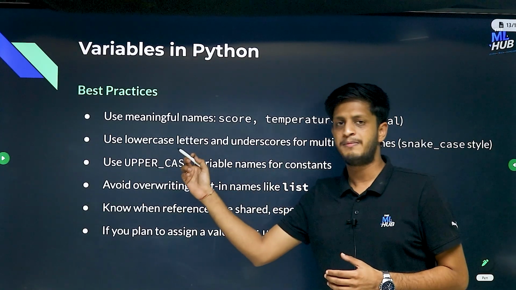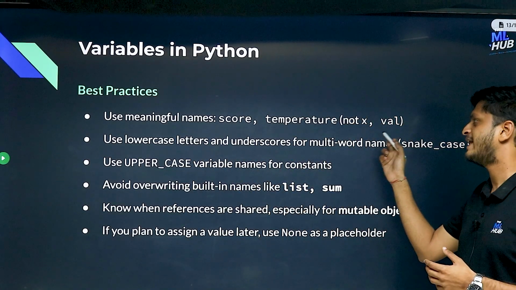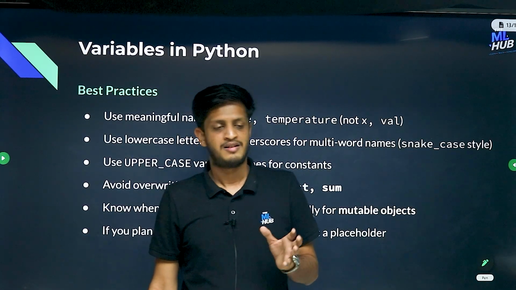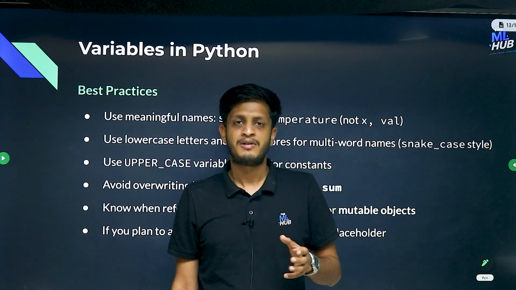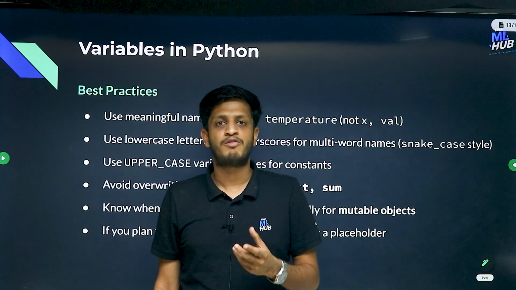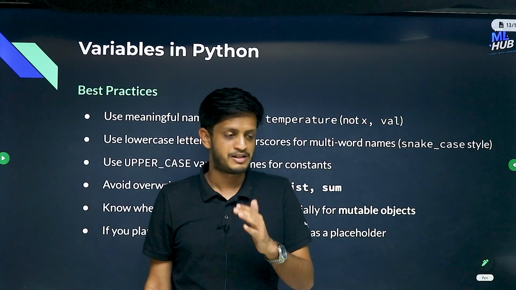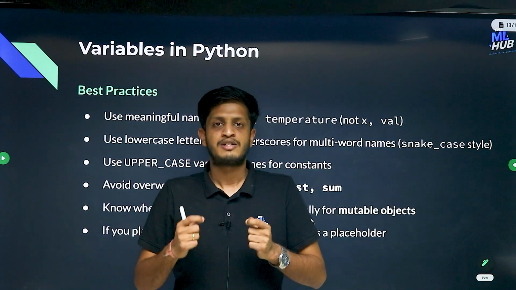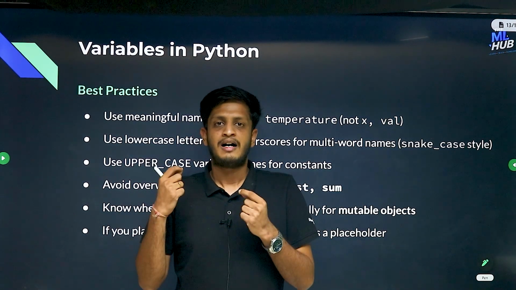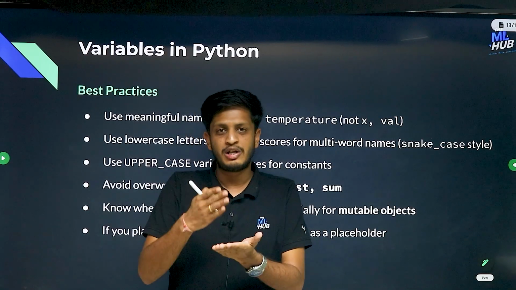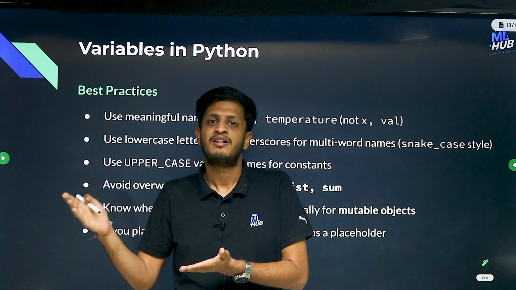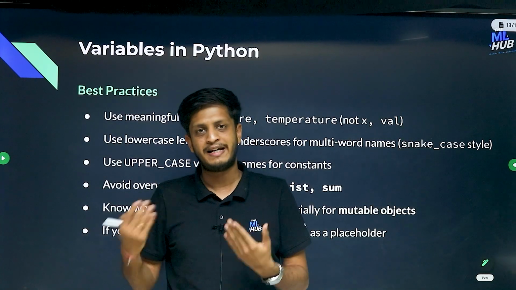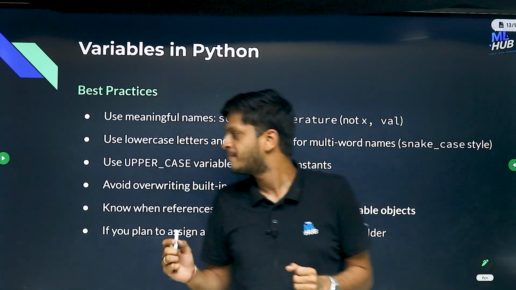First, use meaningful names like score, temperature instead of x, val, because you know right now what x, y, or val means. But someone else who is looking at the program will not know, and they will not be able to understand what this particular variable does or what it stores. So generally you should name variables in a meaningful way so that if someone else is reading your program, they can understand easily. Or even if you are looking at it after, let's say, 1 year, you should be able to understand, right? So this is called human readable code. Your code should be highly readable, so try to use meaningful names.